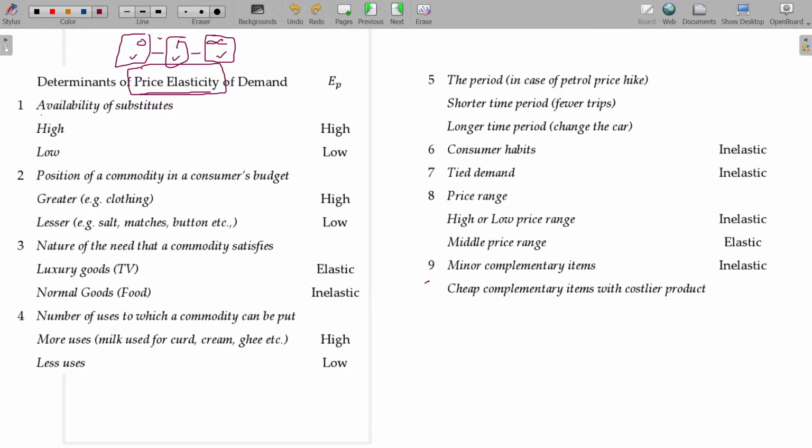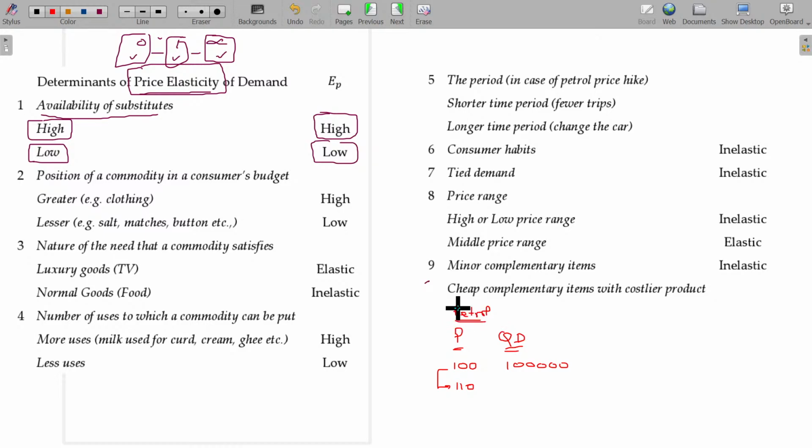Availability of substitute. If the availability of substitute is higher, elasticity of demand with respect to the price is high. If it is low, this will also be low. For example, price of 1 liter of petrol being 100, quantity demanded is how much? Assume that 1 lakh liters. If the price increases to 110, what could be the change in quantity demanded of petrol?